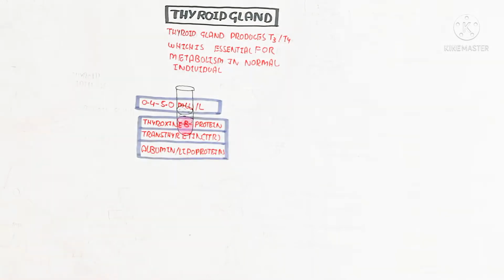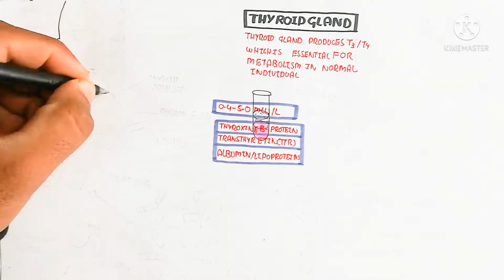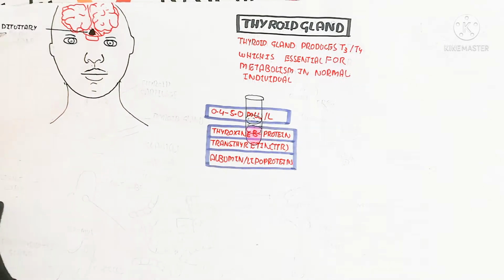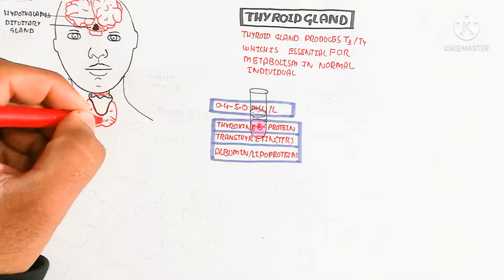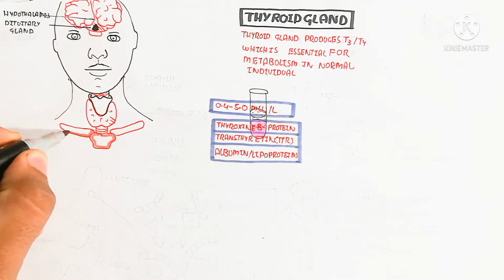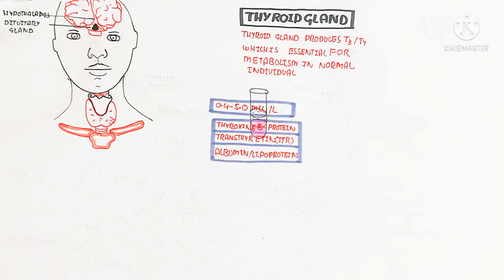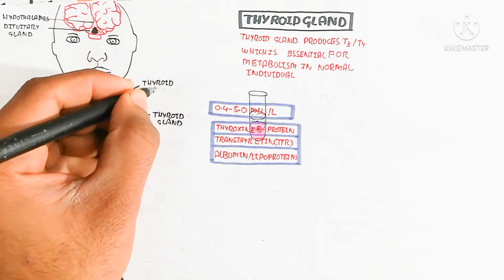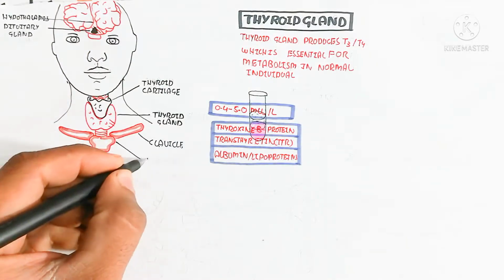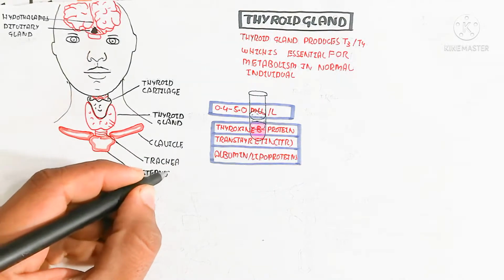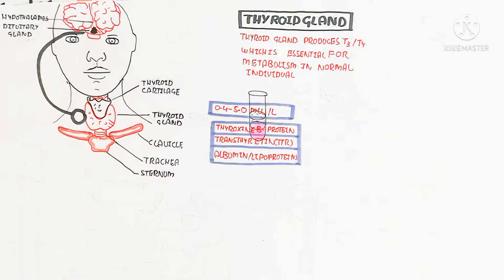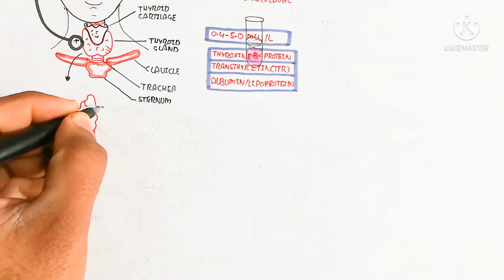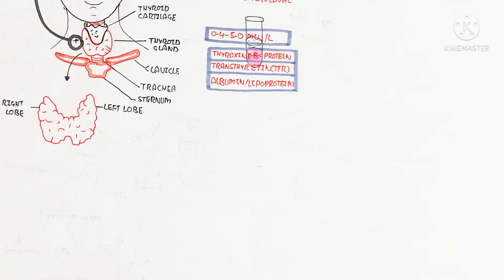So let's begin to understand a little bit about the anatomy of the thyroid gland. Here is the person, containing the hypothalamus in the brain and the pituitary gland, which regulate the thyroid gland's production of hormone. Here is the thyroid cartilage, and this is the thyroid gland in frontal view, with the clavicle here, the trachea lower, and the sternum. The thyroid gland has a right lobe, a left lobe and an isthmus, in the front view.